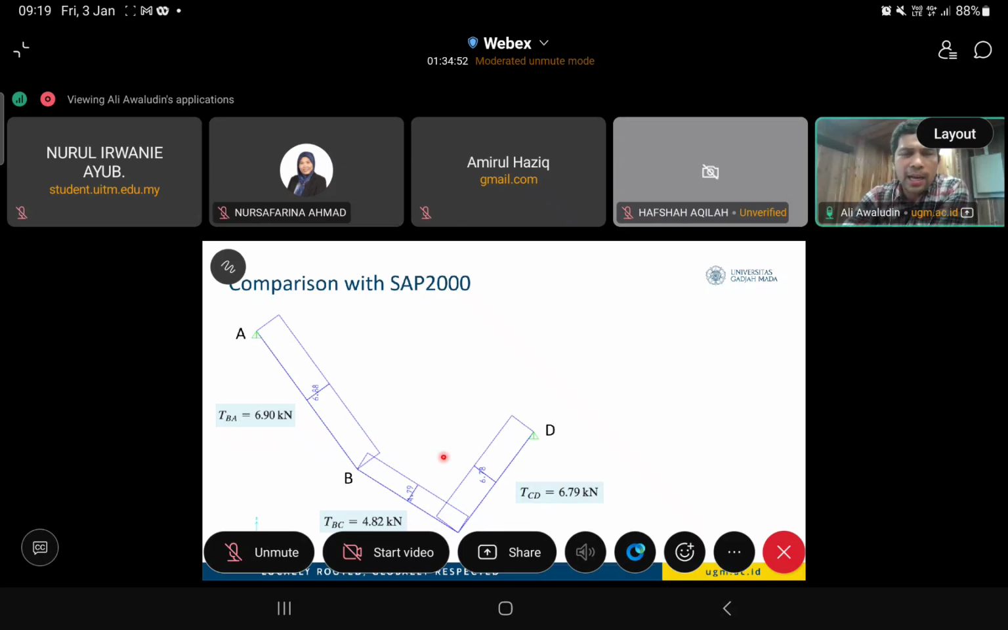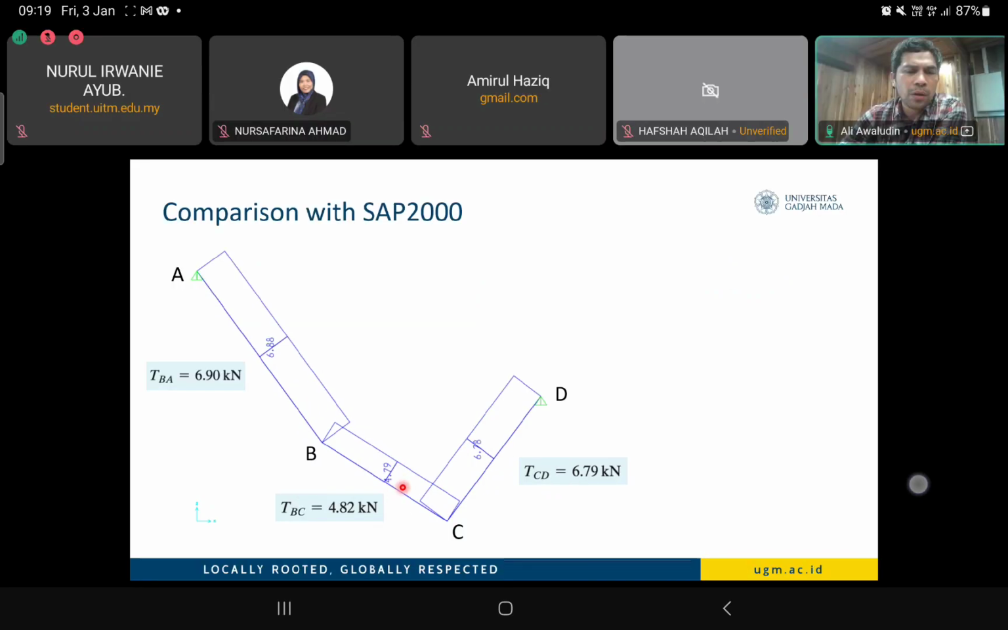So let's compare. I will take a look at only one cable. The cable from A to B, according to our hand calculation, is about 6.9 kilonewton. But in our numerical model from SAP 2000, we come up with around 6.88 kilonewton, which is not exactly the same, there are some differences. The BC segment, hand calculation gives about 4.82 kilonewton, but SAP 2000 gives around 4.79 kilonewton. Segment CD, our calculation is about 6.79 kilonewton, and SAP gives 6.79 kilonewton.